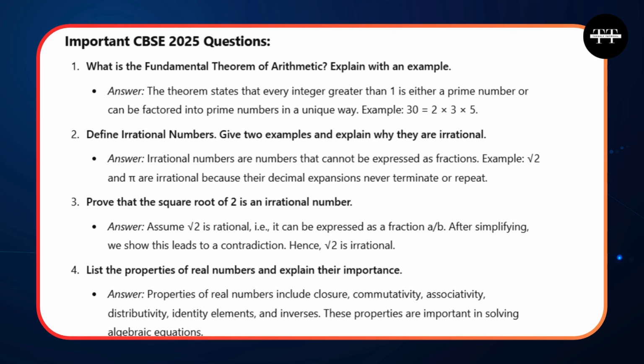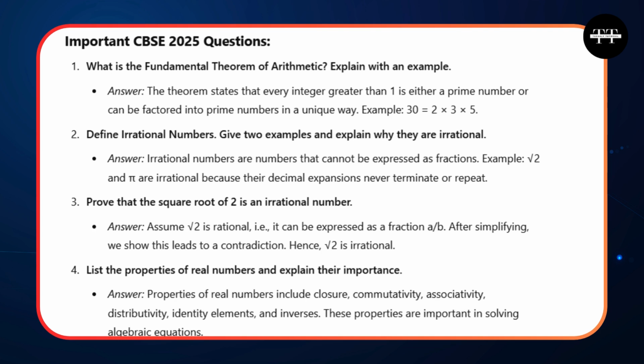Important CBSE 2025 questions. 1. What is the fundamental theorem of arithmetic? Answer: the theorem states that every integer greater than 1 is either a prime number or can be factored into prime numbers in a unique way. Example: 30 equals 2 times 3 times 5.